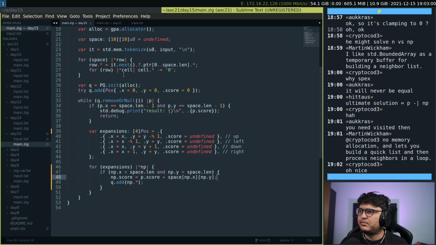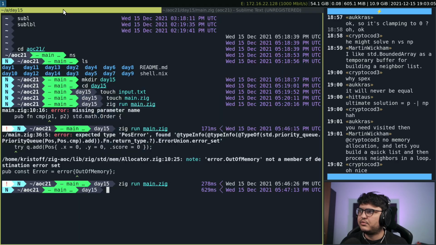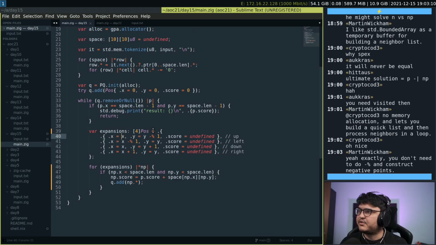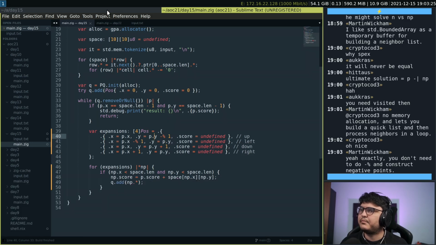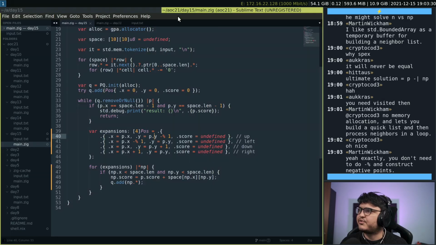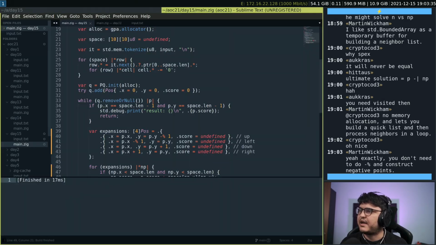So, main. Well, we need to make it compile. That's fair. So this is all p.x, p.x, p.x, p.x, p.y, p.y, p.y, p.y. Then error is ignored, consider using try. That is absolutely fair.